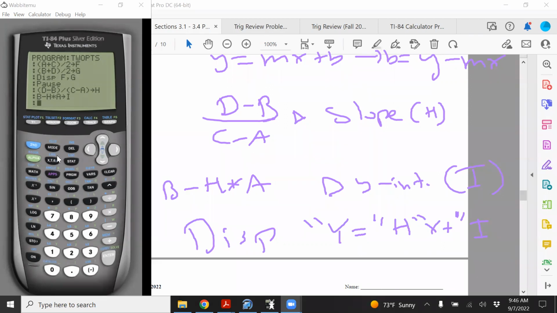All right. Okay, so I'm gonna do this program display. Okay, we're gonna do the quotation marks, alpha Y, and then now equals, hit second math, that is where equals is. Second math is where equals is. And then I'm gonna do alpha H.